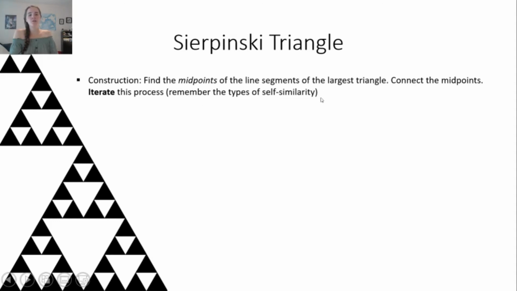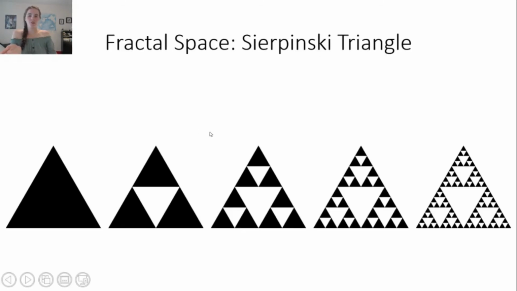So all of these methods of construction for the Sierpinski triangle are iterative methods. So find the midpoints of the line segments of the largest triangle. That would be here, here, here, and then you connect them, and you can see how that cuts this out. And now this part is the largest triangle. So these are all equal size, so you do it again. You find the midpoints and you connect them, and you get this. Same thing.